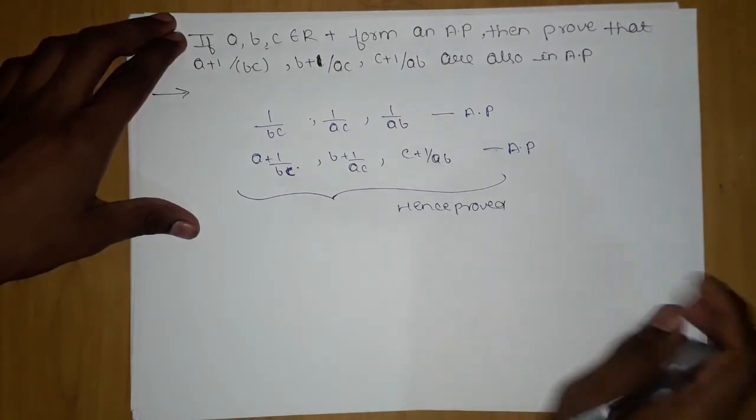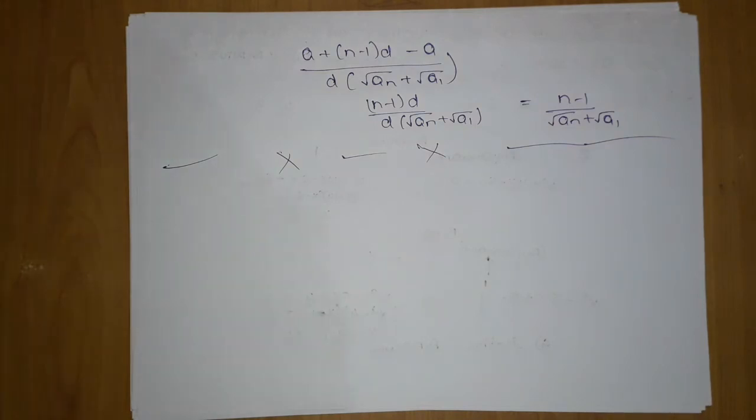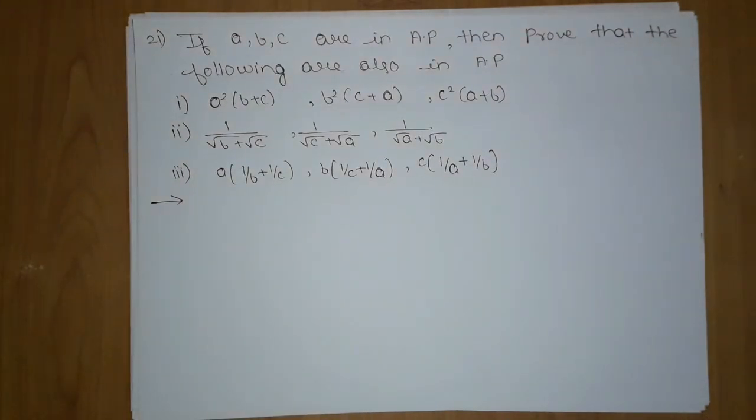These are small questions, and even though they are not that important, I have taken them so that no questions are left. I will take as many questions as I can, because questions are not taught in classes; they rather teach you the theory part. So I am just trying to do the question part. If a, b, c are in AP, then prove that the following are also in AP. We want to prove that these three are also in AP.